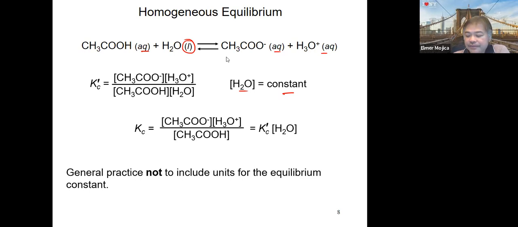So as I said, in the equilibrium expression, there are some limitations on what you include and what you don't. The one that you can include is either the gaseous form or the aqueous form. So if you have a liquid or a solid, you cannot include them in the equilibrium expression. Clear?